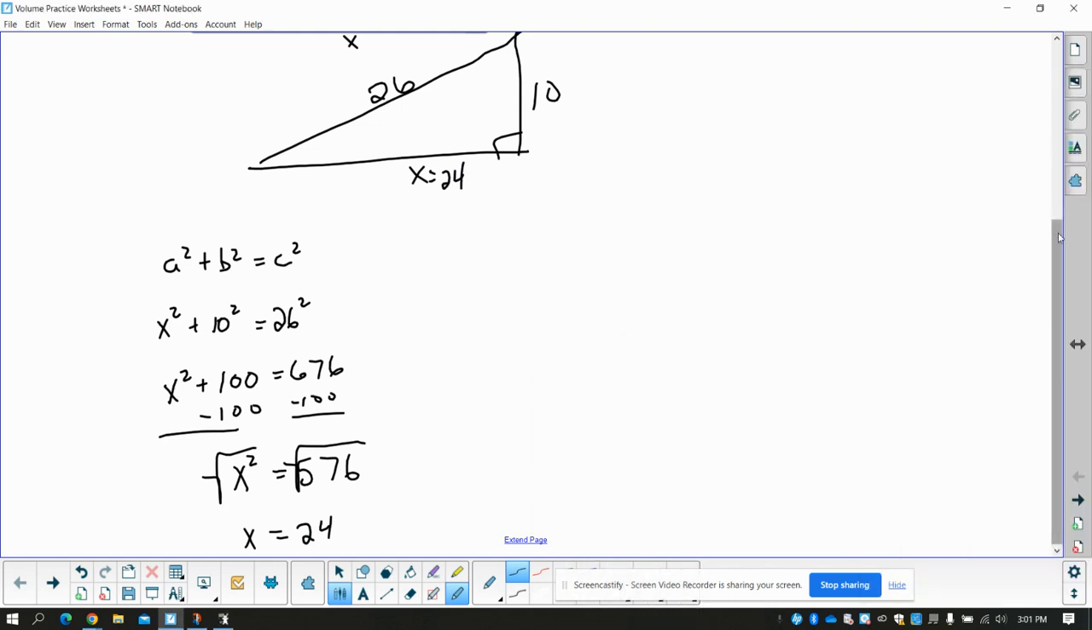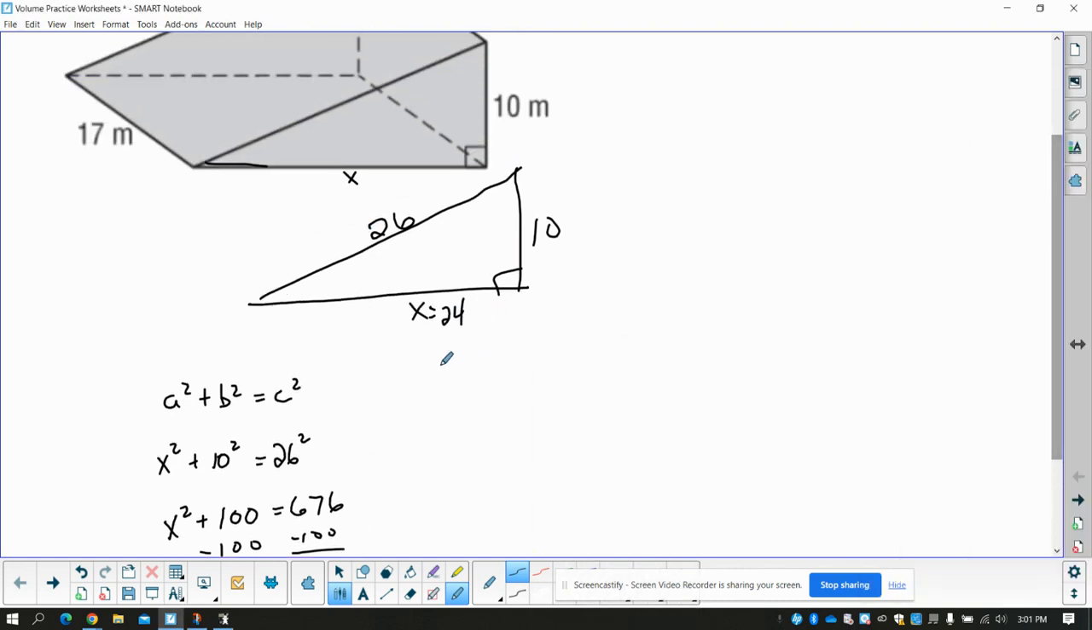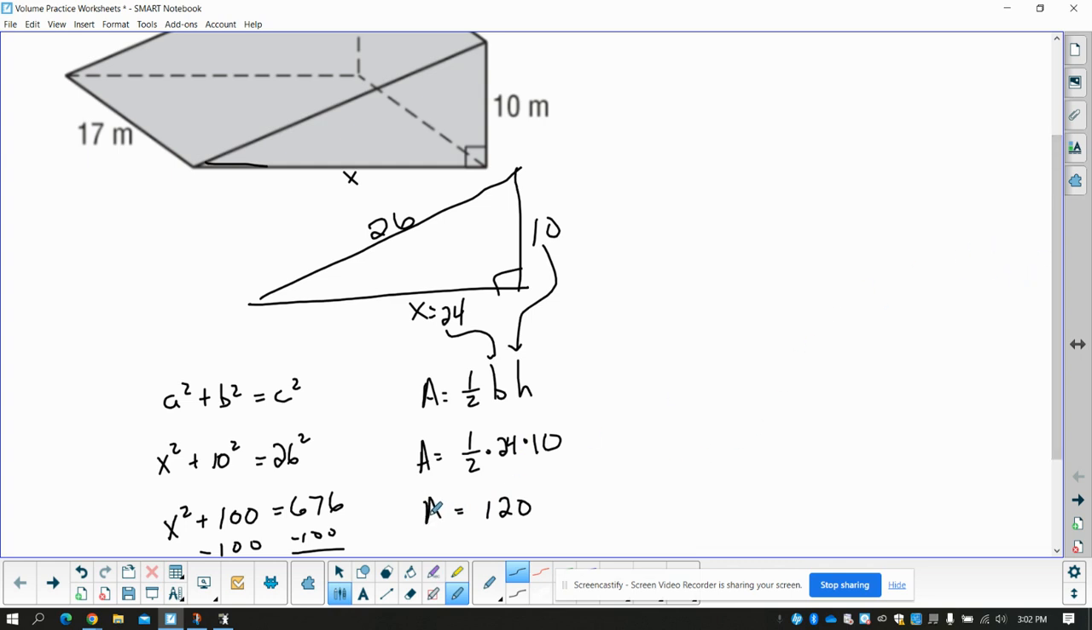Now I was doing all of that so I could find the area of this base. So now I can find the area of this triangle: it is 1/2 times the base times the height. The base is 24, so 1/2 times 24 times the height, which is right here, 10. I can do that one in my head because 1/2 times 24 is 12, and 12 times 10 is 120. All of that work was just to find this one number, 120.